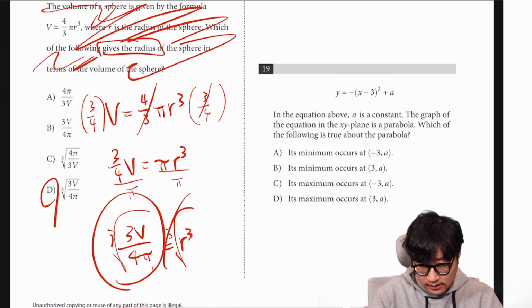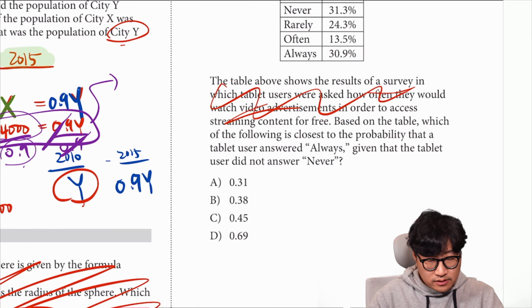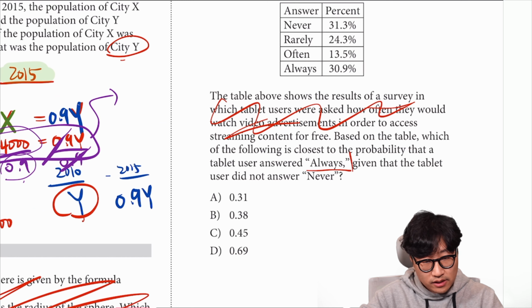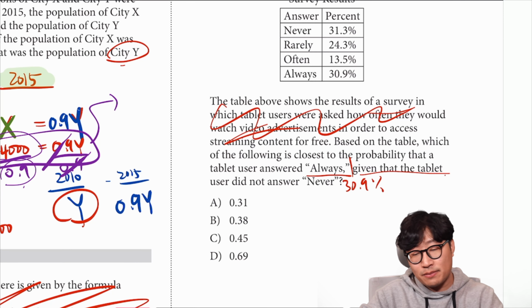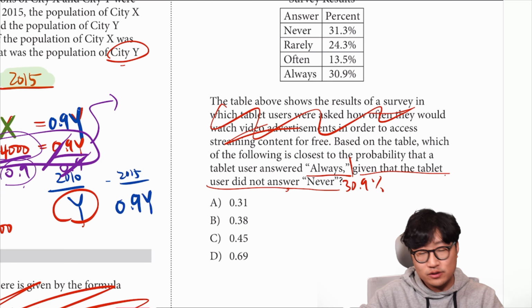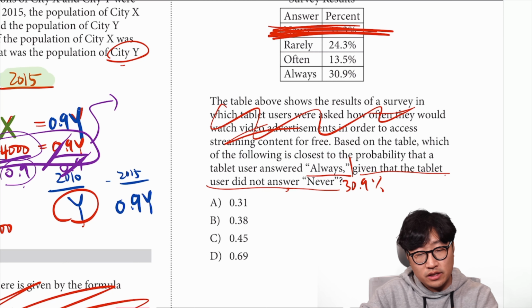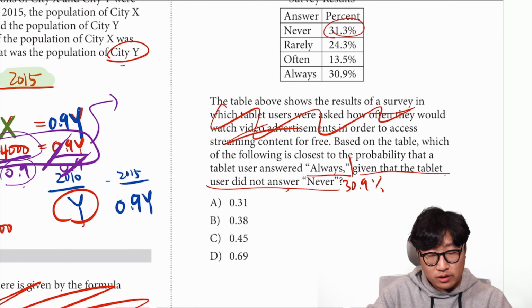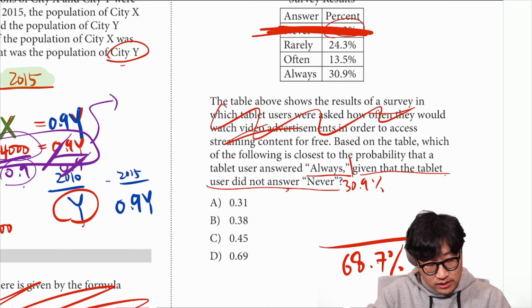All right, next. Number 18, the table. Based on the table, which of the following is closest to the probability that a tablet user answered always, so that would be 30.9%, given that the tablet user did not answer never. So we cannot take that never into account. Get that out of the way. We should be looking at the rest, that's 31.3% out of 100%. So we should only be looking at a total of 68.7% after taking away the never. What is the chance that it's going to be always?